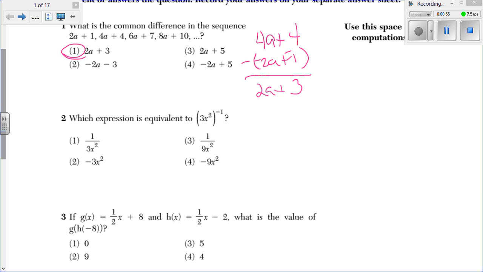For number 2, which expression is equivalent to 3x squared to the negative 1? The whole thing's being raised to the negative power, so it's just 1 over 3x squared, and to the negative 1 power is just a positive 1 in the denominator, so it is again choice 1.